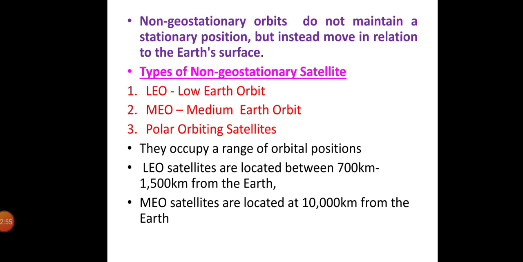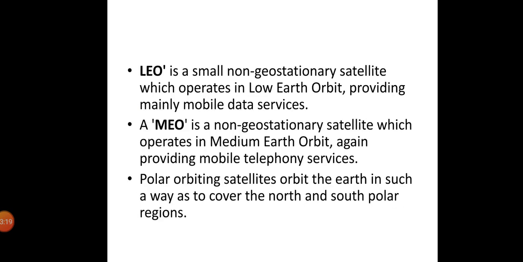Non-geostationary orbits do not maintain a stationary position but instead move in relation to the Earth's surface. Types of non-geostationary satellites are low Earth orbit, medium Earth orbit and polar orbiting satellites. They occupy a range of orbital positions. For example, LEO satellites are located between 700 km to 1500 km from the Earth, and MEO satellites are located at 10,000 km from the Earth.